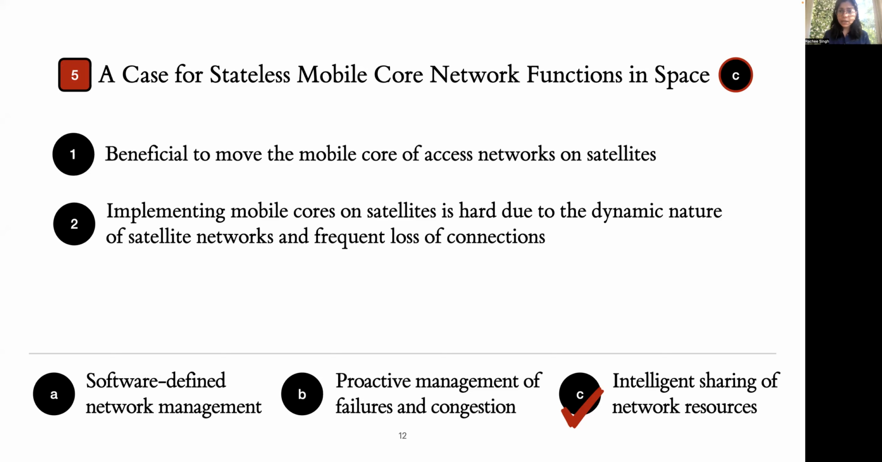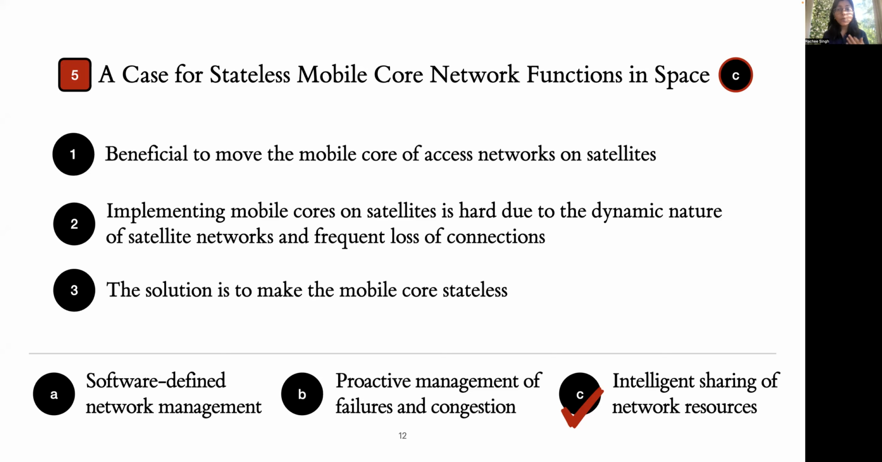The authors find that the frequent loss of connections with the mobile core in space can be dealt with by making the mobile core stateless. They discuss developing such an orbital core for mobile access networks by splitting state of the core network between satellites and terrestrial user endpoints.